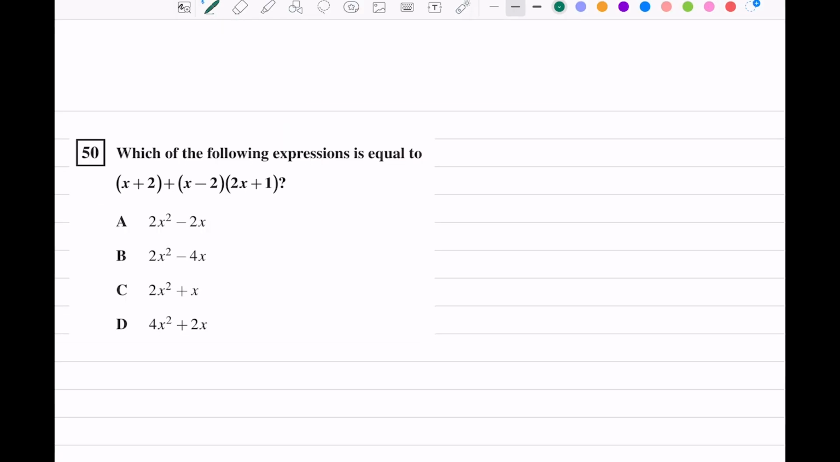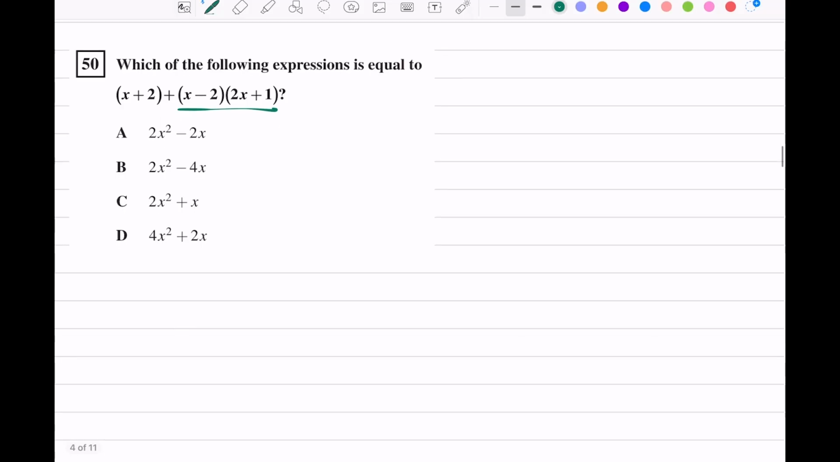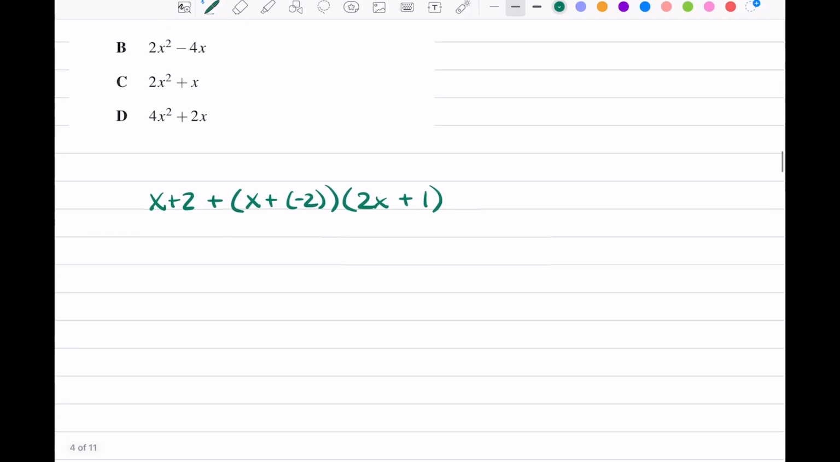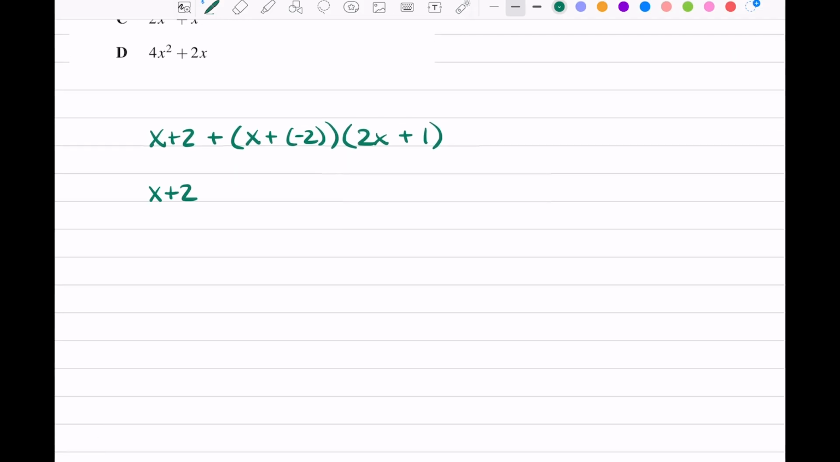Which of the following expressions is equal to (x + 2)(x - 2)(2x + 1)? So we're multiplying two binomials, so we'll need the FOIL method. So we have x plus 2, times, and for the FOIL method, we need to have two numbers added times two numbers added. So we're going to rewrite x minus 2 as x plus negative 2. And our second one is okay. It's 2x plus 1. We'll leave our x plus 2 the same.